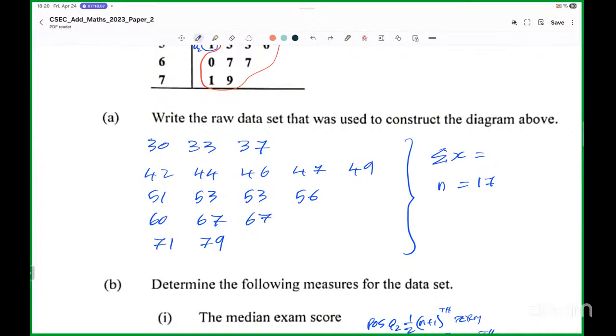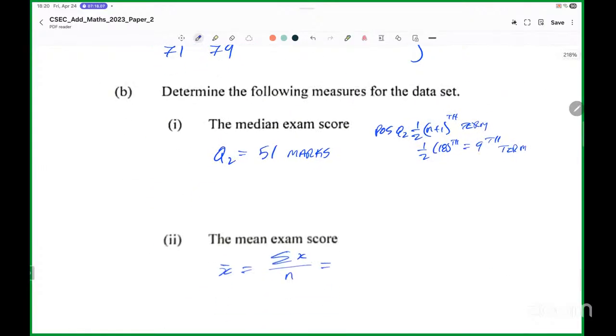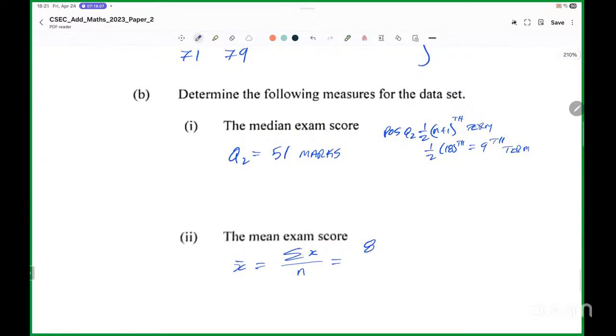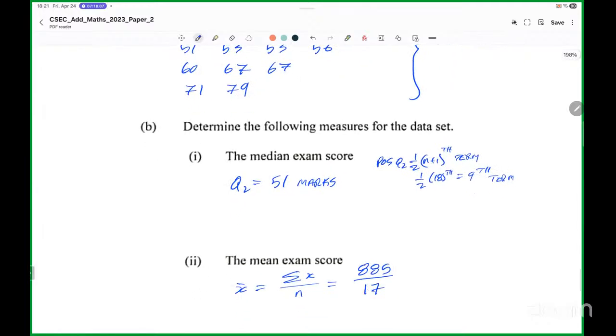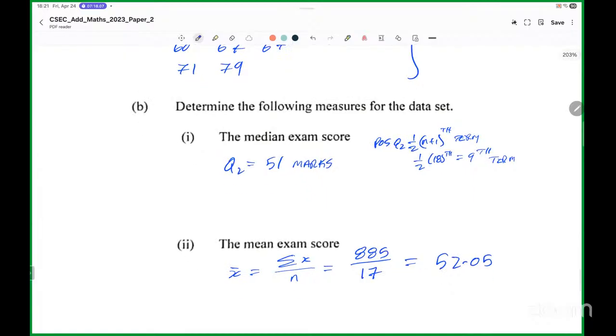885? 885. Anybody get that though? Okay, so the mean down here is 885 divided by 17. What do you get for that? 52.05. That's it. 52.05.